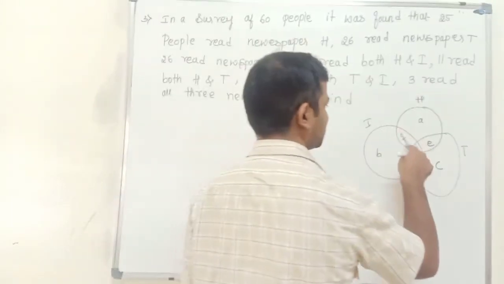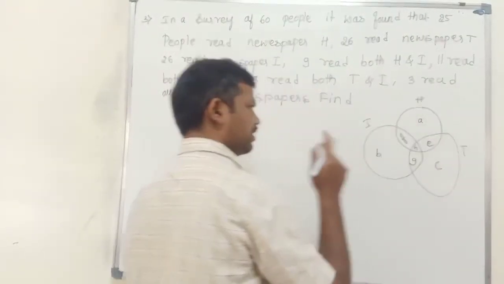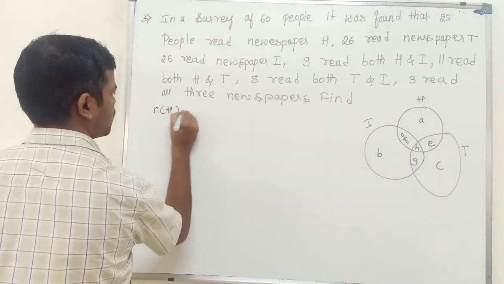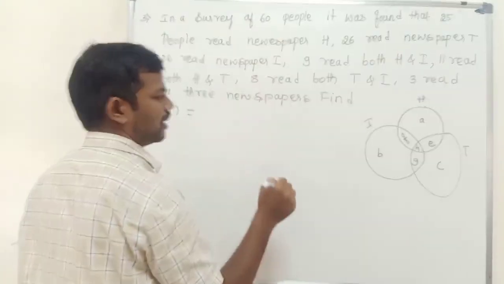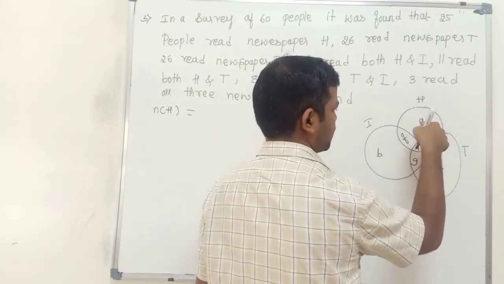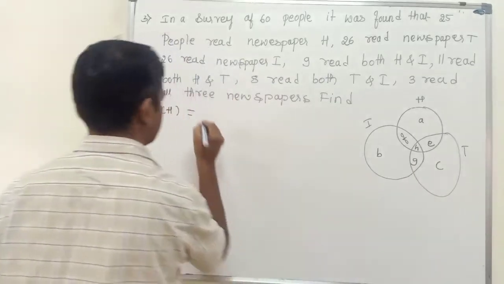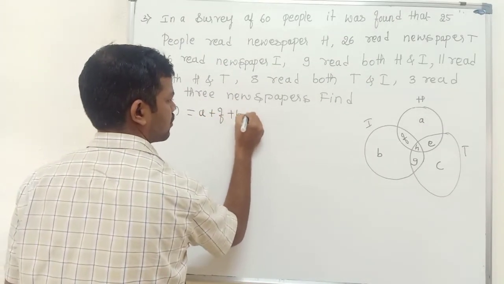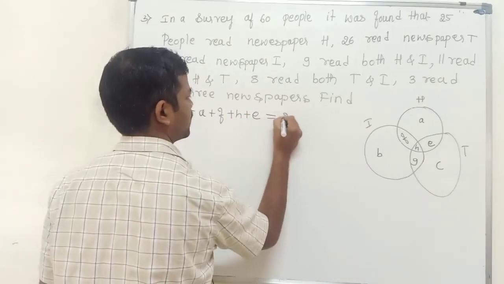So H is given, I is given, and T is given. We know the number of H is given as 25, but in the diagram it is A plus F plus H plus E. So what is A plus F plus H plus E? That is nothing but 25, as they have given.